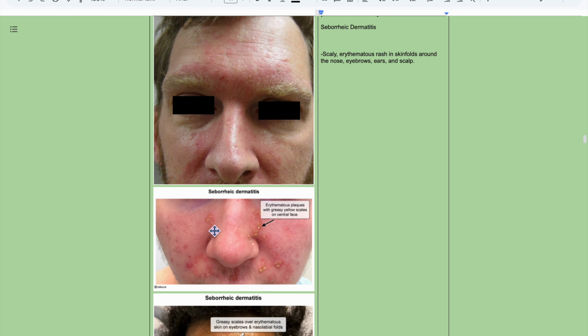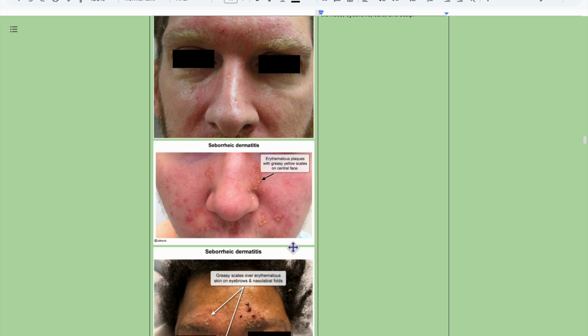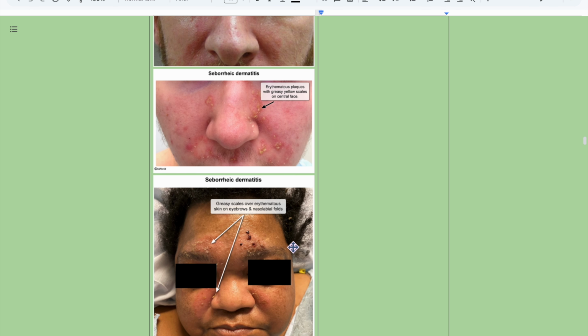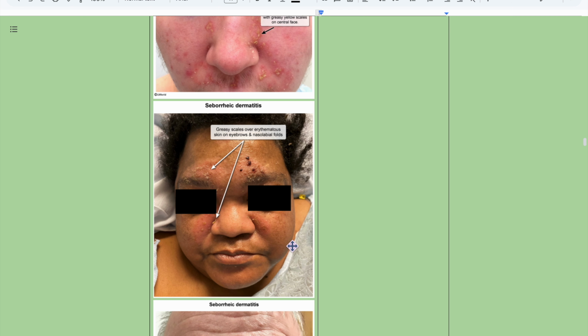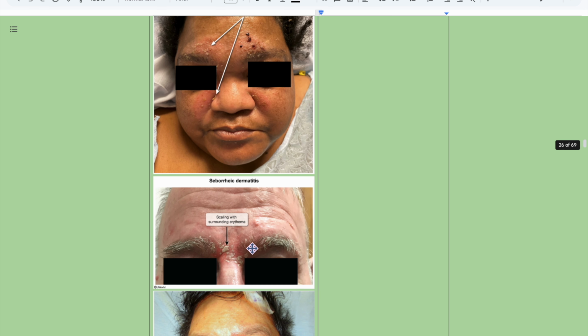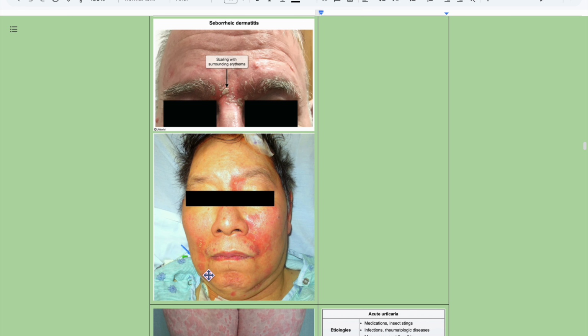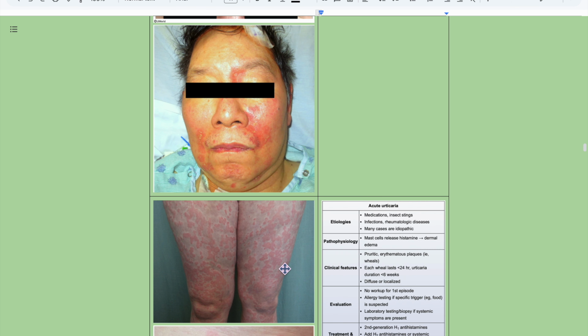Seborrheic dermatitis is, again, the same thing. Erythematous plaques with greasy yellow scales on the central face, on the eyebrows and nasolabial folds. It's just dandruff. Scaling with surrounding erythema. Again, this is seborrheic dermatitis.